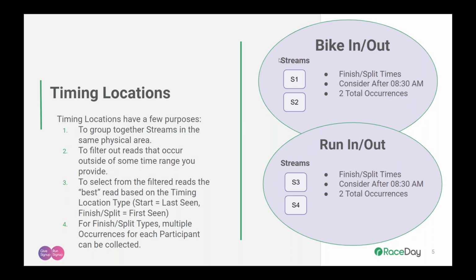So those are automatic best read for that specific timing location. And so for finish split types, multiple occurrences can happen for each participant, and you set that in the timing location.